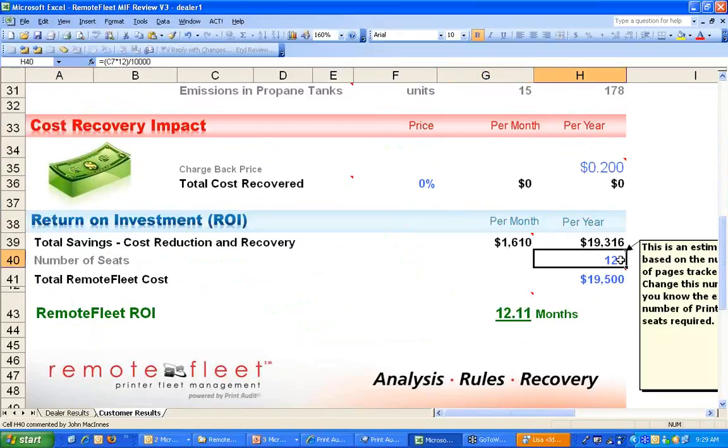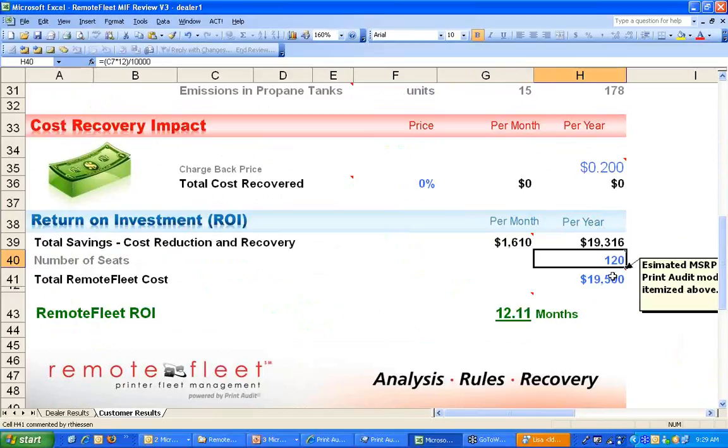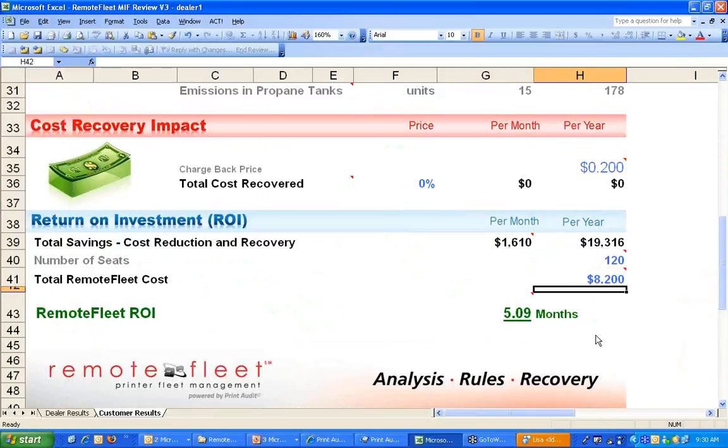We can see all of the environmental factors have changed. Now, we're estimating that this company has 120 employees now, not 600. And let's go with 125. We'll just round up on that. And that's roughly $8,200 retail. So $8,200 retail yields an ROI of roughly 5 months. So there you go. You're getting your money back in under 6 months.